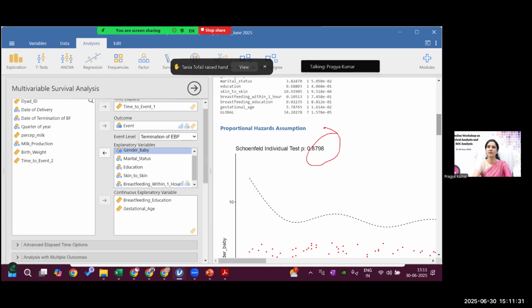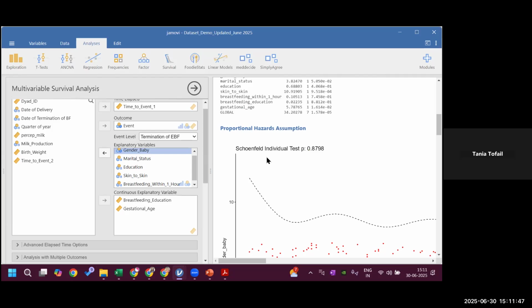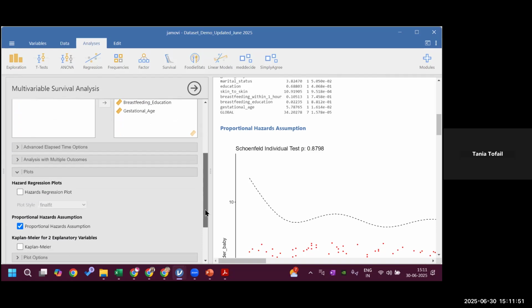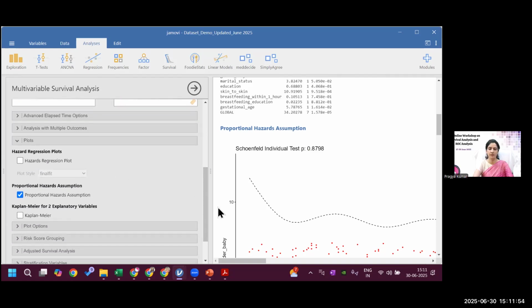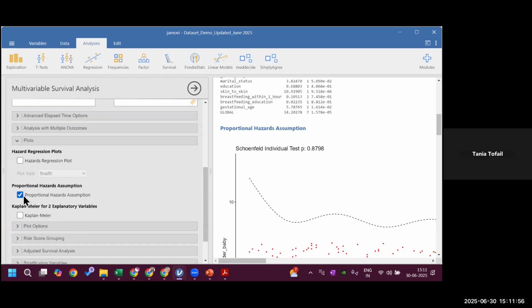Yes, Tanya? Ma'am, where can I find the residual graph? In which of the left side? I can't find it, this proportional hazard assumption. Yes, the graphs, where can I find them? Okay, ma'am, I found it. Thank you. Under the plots. Yes. Thank you. You're welcome.